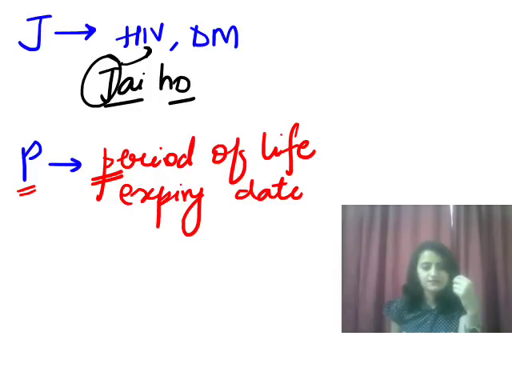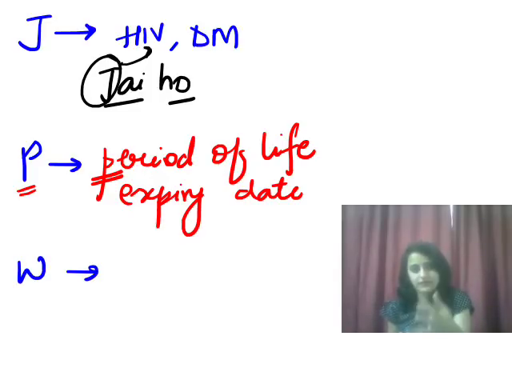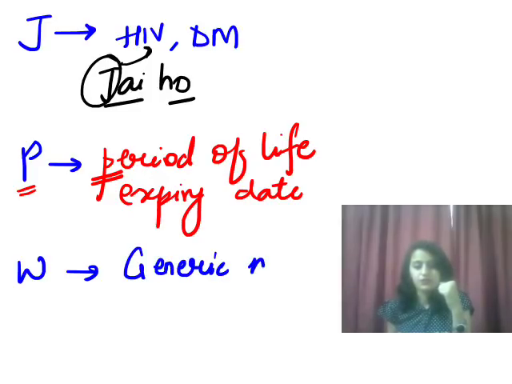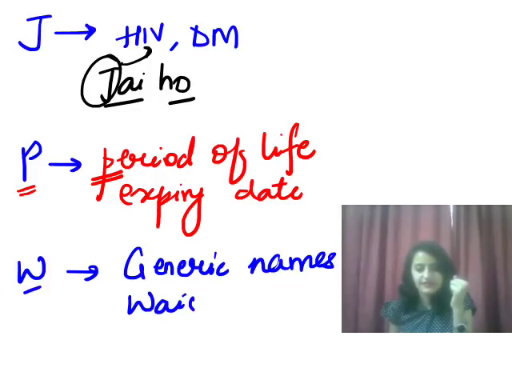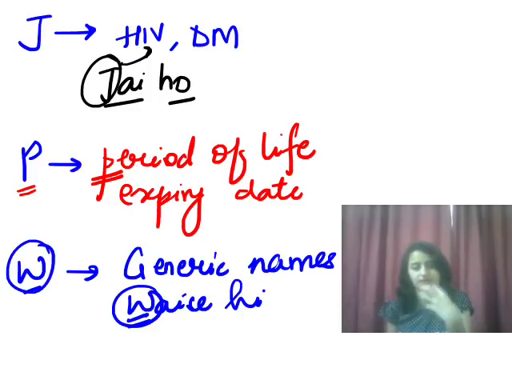The next is schedule W. Schedule W includes drugs which are to be sold only under generic names. So how do we remember that? Under generic names matlab waise hi you have to sell them. You cannot change the name, you cannot give a brand name. So waise hi ya wohi naam mein jayenge. So that is schedule W, drugs which are sold under the same name.